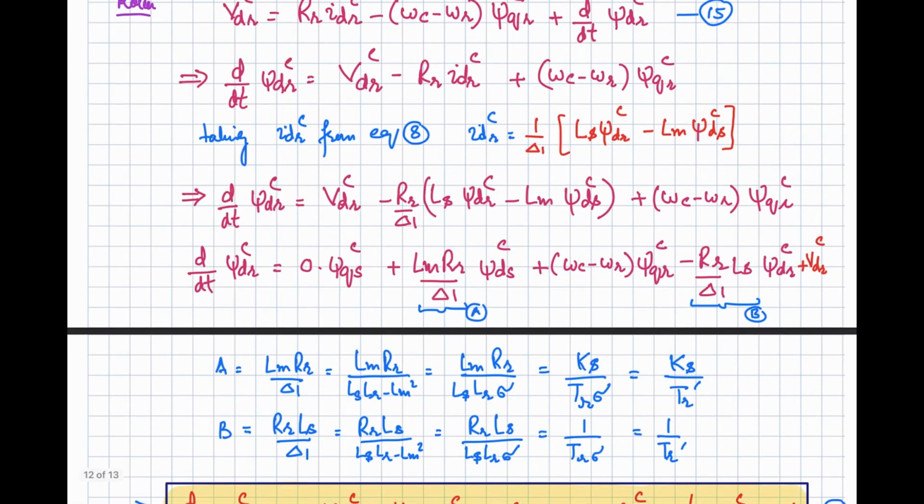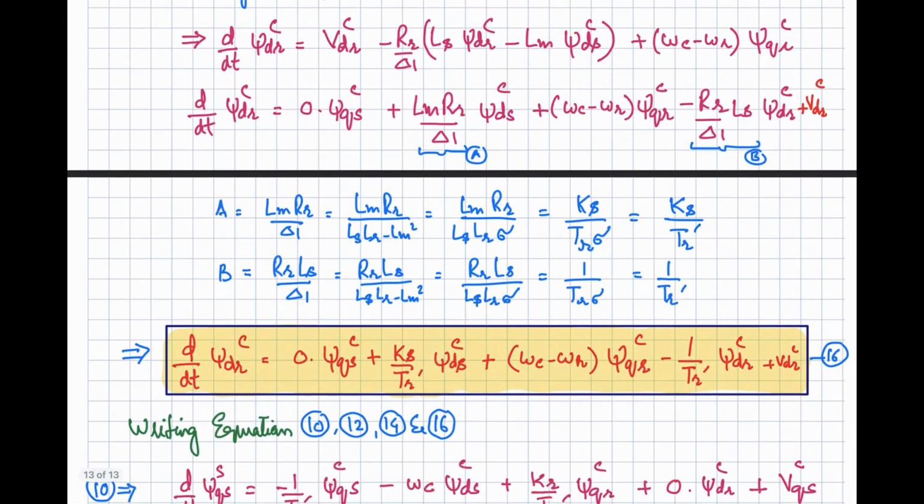Okay, so now again over here, if we expand and write in terms of the definitions, so this part A can be written as Ks by Tr prime, and this is 1 by Tr prime. So we have this equation from here, right? So this is the derivative of the phi dr, 0 into phi qs, Ks by Tr prime into phi ds, (omega c minus omega r) into phi qr, and minus 1 by Tr, phi dr plus Vdr. So these are the q-axis flux linkages, sorry, stator flux linkages, and these are the rotor flux linkages, and this is the input term.